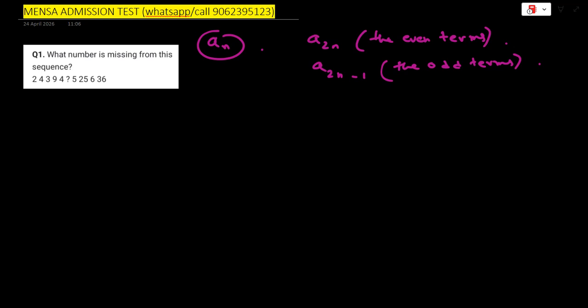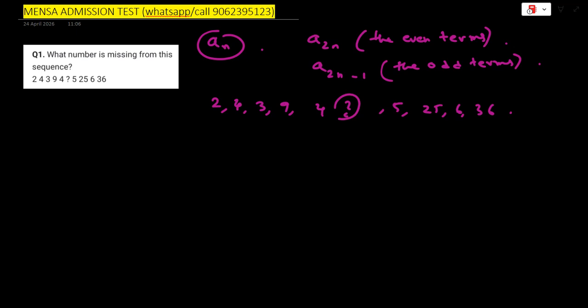Now let's look at this Mensa puzzle. Look at the numbers. 2, 4, 3, 9, 4. This we have to calculate. And then 5, 25, 6, 36. Right? Now at first glance, it's jumping up and down. Like 2 to 4, 4 to 3, 3 to 9. It's total chaos. But let's use the shadow sequence technique. Okay, let's split them into the odd position terms and the even position terms.